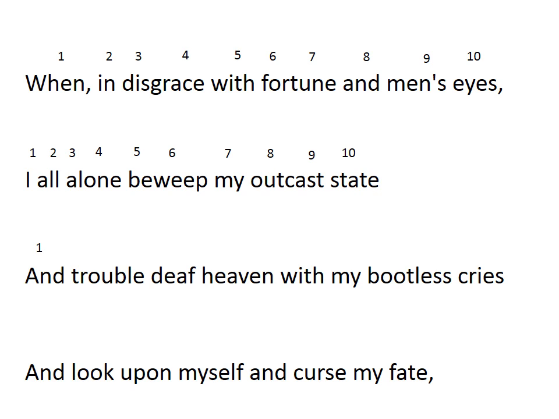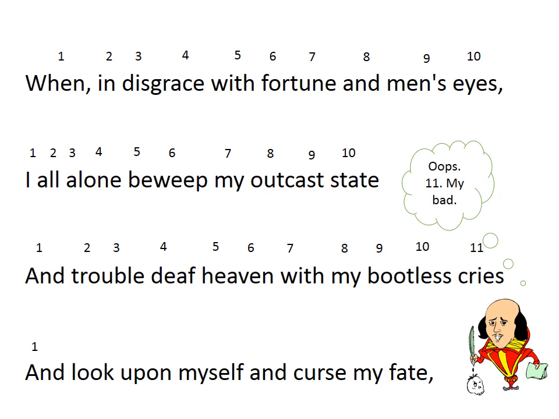We can count each of the syllables on these lines. Shakespeare is not perfect. No poet is perfect. So there are some lines that cheat a little bit. So if you notice the third line, and trouble deaf heaven with my bootless cries, trips up a little bit. There's 11. But this is what I mean by counting feet.